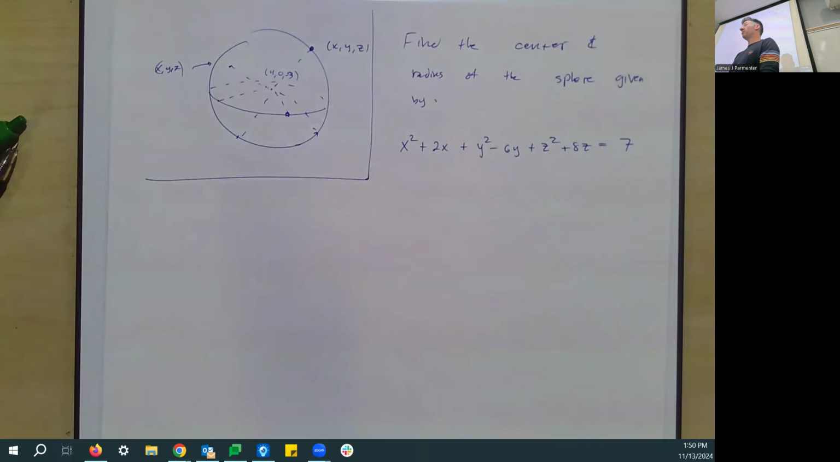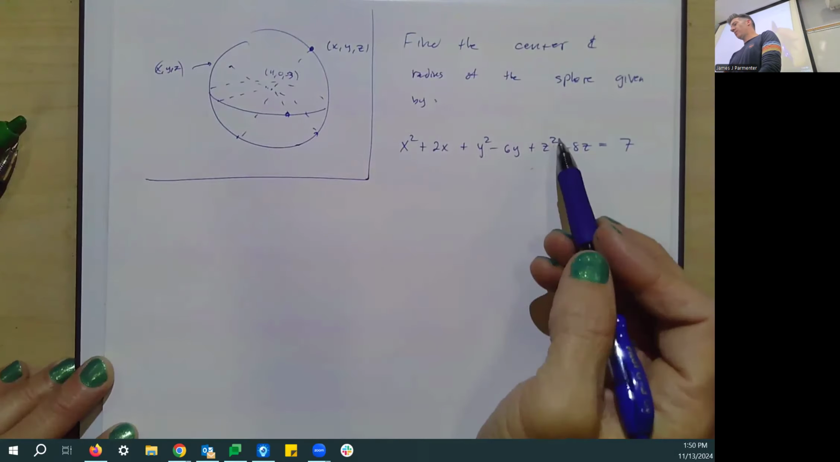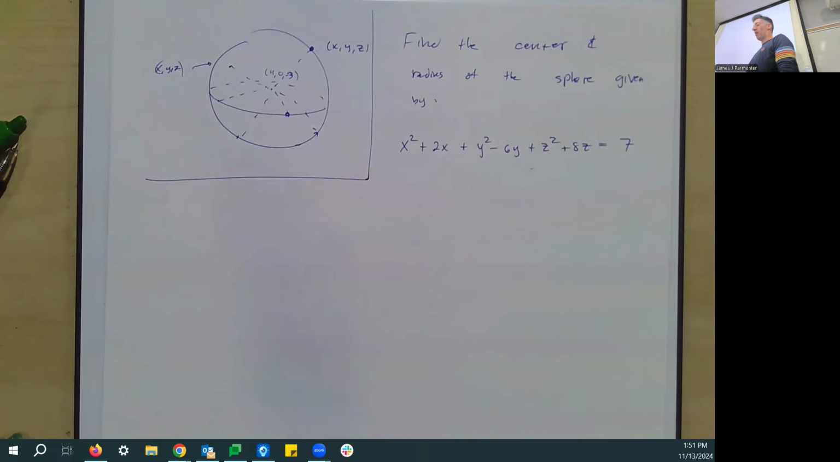To be able to find the radius and the center, we have to rewrite this in the standard form, where you have x minus something squared plus y minus something squared plus z minus something squared equal to some number that is the radius squared. And to do that, we have to complete the square. People often write this as x squared plus y squared plus z squared plus 2x minus 6y plus 8z minus 7 equals 0.